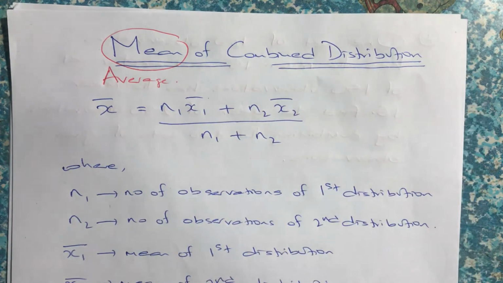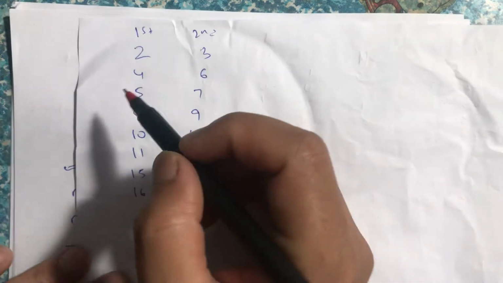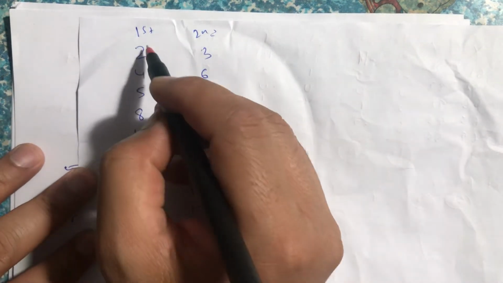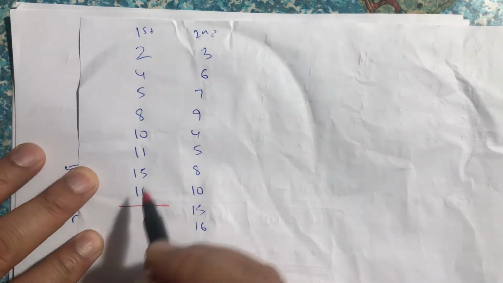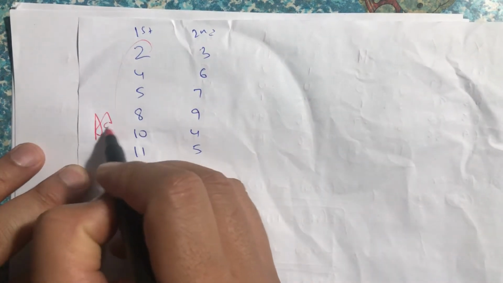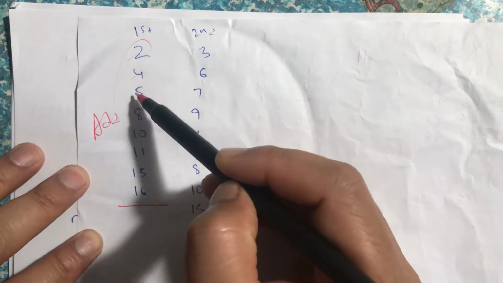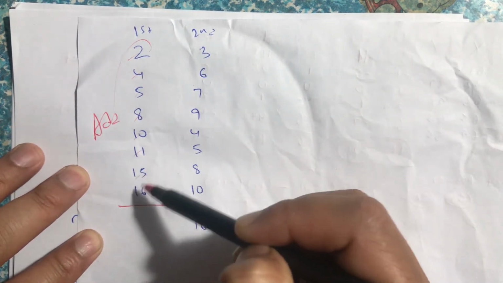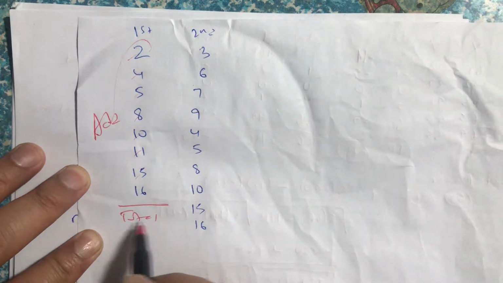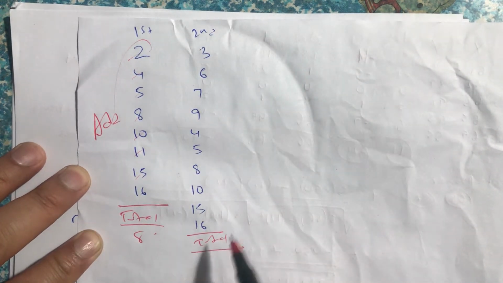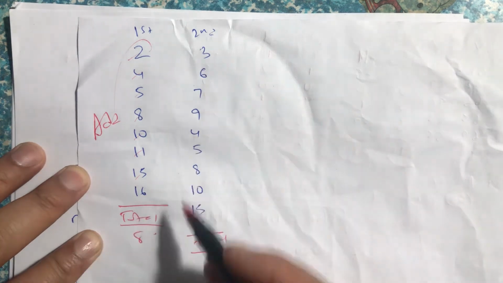Let's say, for example, if there is only one set of observations, and I want to find the mean of this, what we do is we just add all of them and then divide by how many observations there are, like 1, 2, 3, 4, 5, 6, 7, 8. So whatever the total is, we divide it by 8 and we get the mean. Similarly, if I want to find the mean of this, again, we add them up, and we get the total divided by how many observations there are.